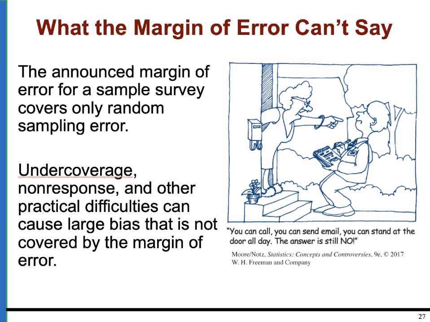In the last chapter, we talked about this idea of margin of error, and the margin of error only covers that random sampling error. If you have things like undercoverage, non-response, or other difficulties that can cause a large bias, that's not going to be covered by the margin of error. So essentially, your margin of error cannot overcome bad sampling techniques.